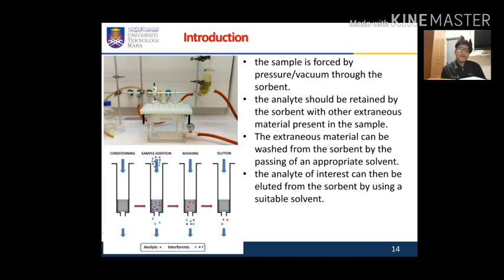So basically, there are four steps of SPE. You can see here, first you need to condition the SPE media, and then you add the sample, and then you wash the extraneous material, and finally elute the analyte of interest for analysis.